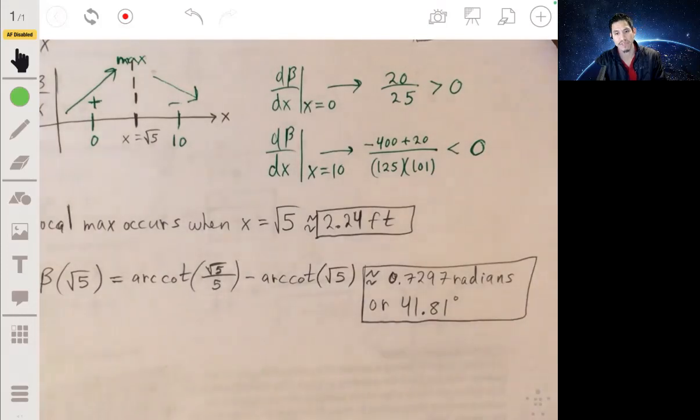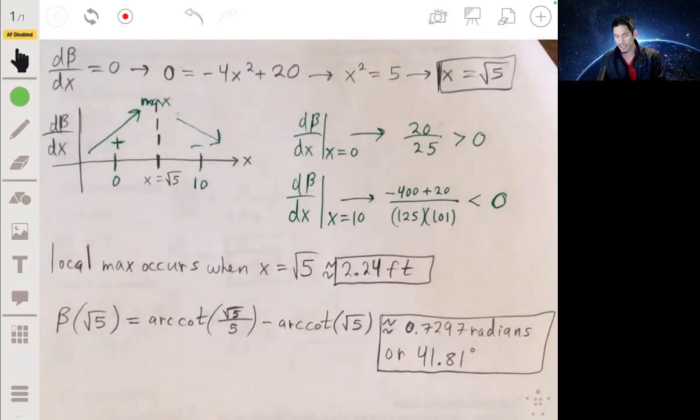All right, so that's a good problem to really apply this stuff. So I hope that helps, and good luck.